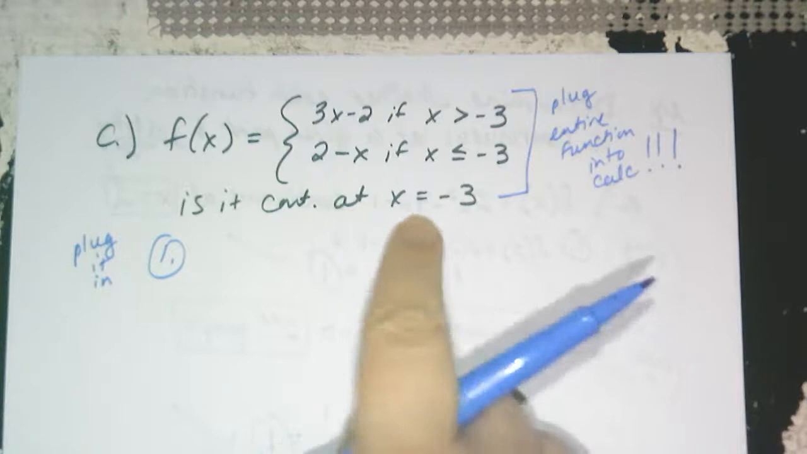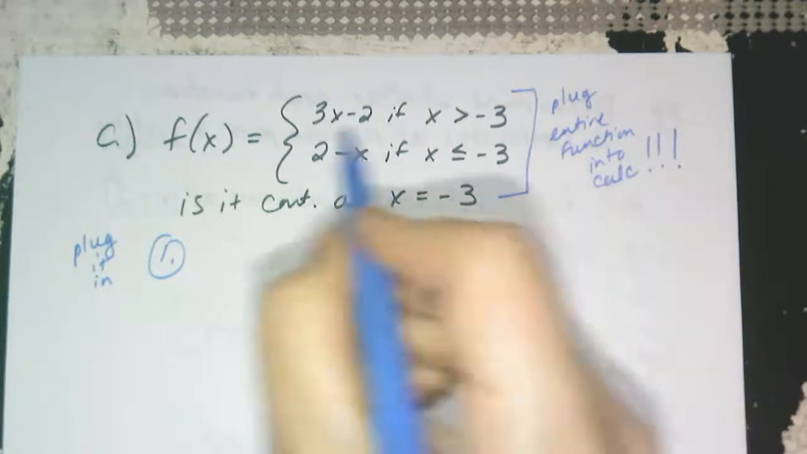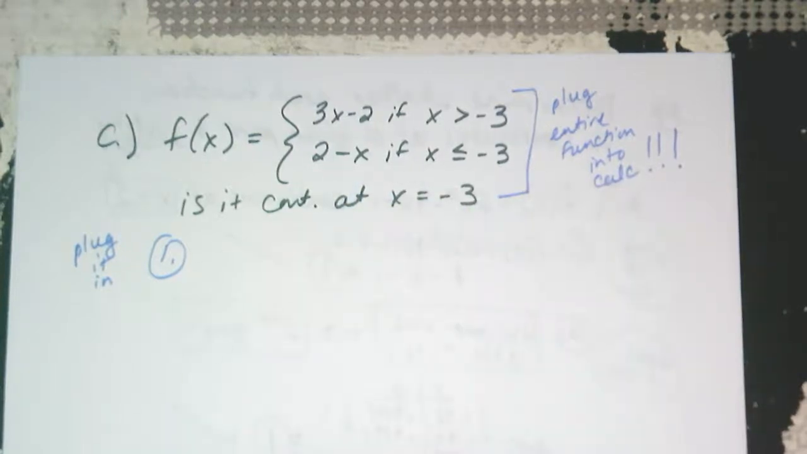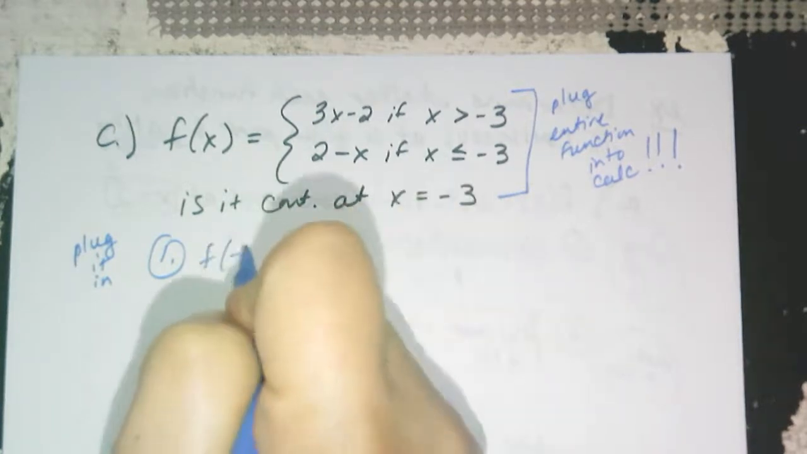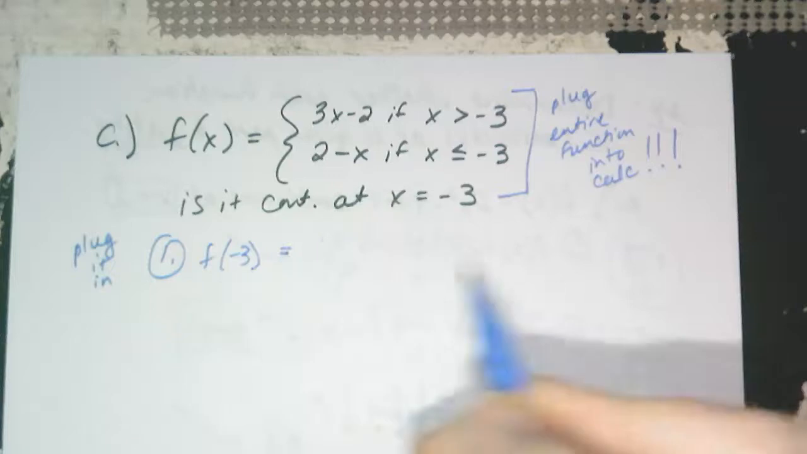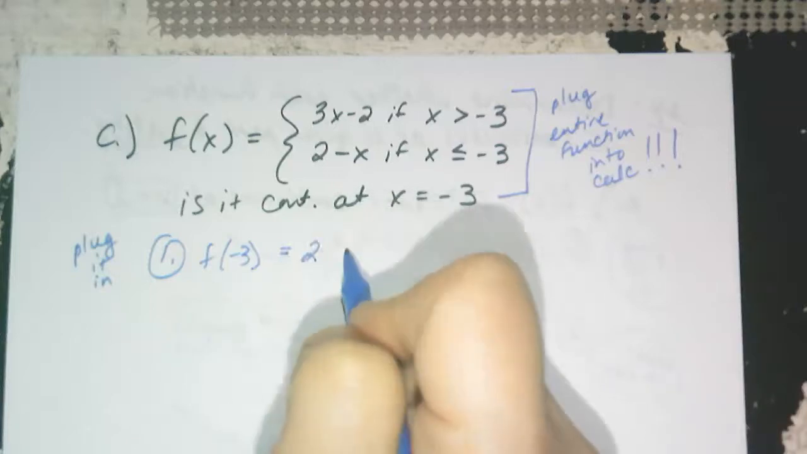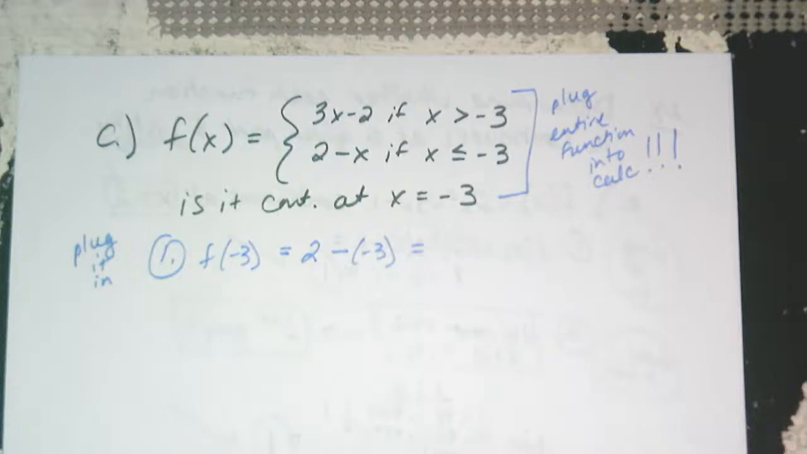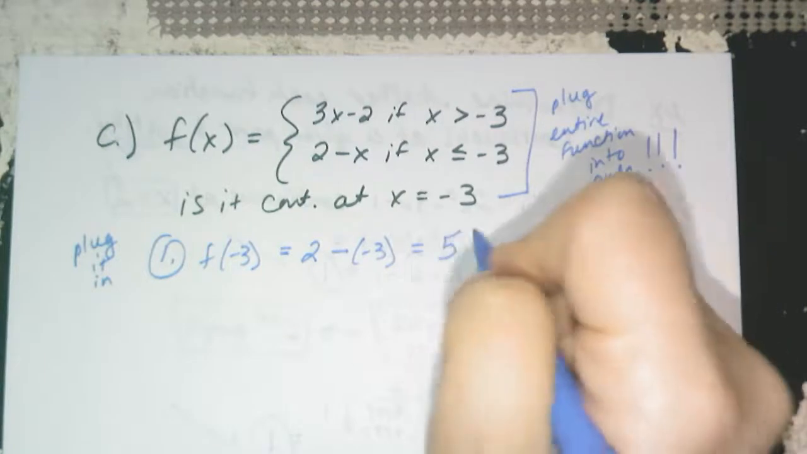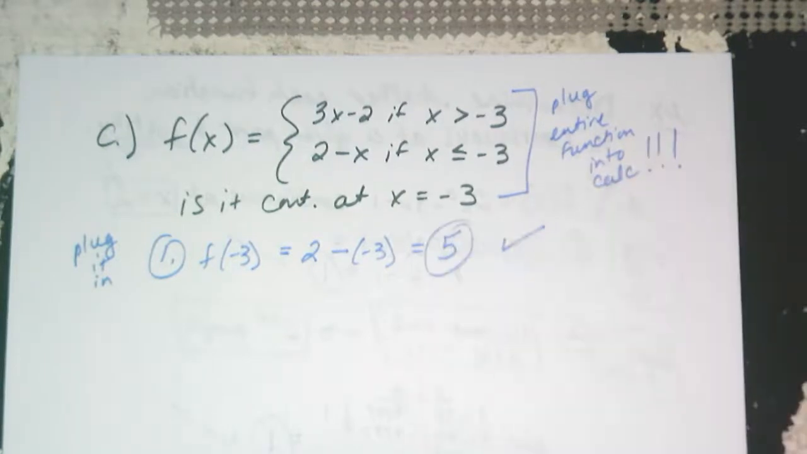Where am I going to plug in x equals negative 3? Into the top piece or the bottom piece? Tell me why. Why the bottom? Because it's equal to. Okay, so f of negative 3 is equal to 2 minus negative 3. What does that become? 5. Okay, what that means is it exists. So I do have a value, so I passed test 1. I now need to go to test 2.